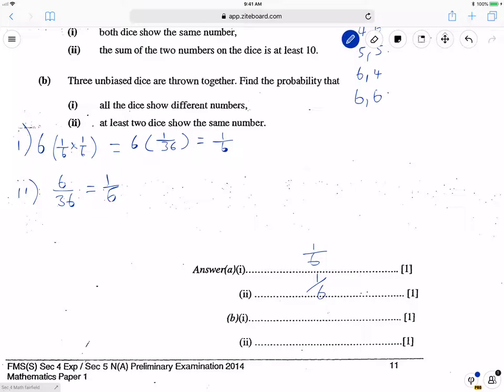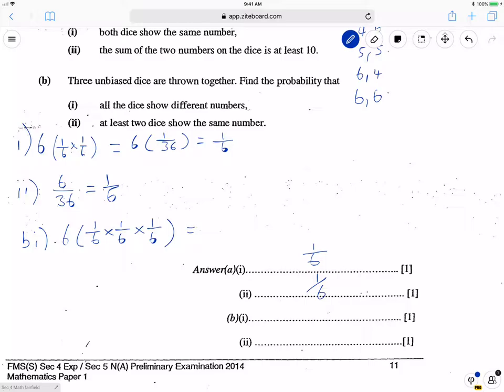So let me write it out. So for B part 1, because there are six numbers, it's six probabilities of 1 over 6 times 1 over 6 times 1 over 6. That's it. Three dice. Probability of 1 is 1 over 6. Probability of 2 is also 1 over 6. 3 is 1 over 6. Okay, so 6 times of that, what do we get? 1 over 6 times 1 over 6.